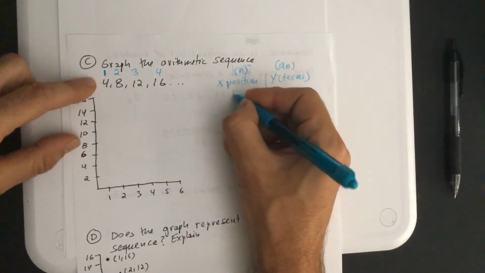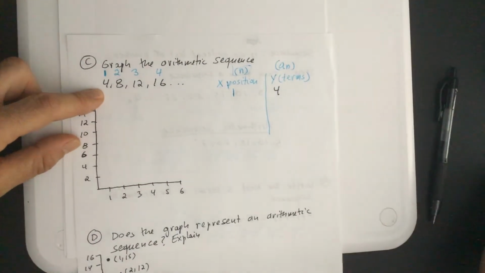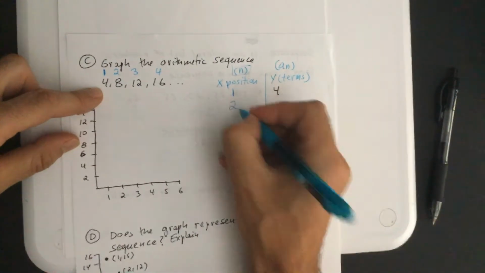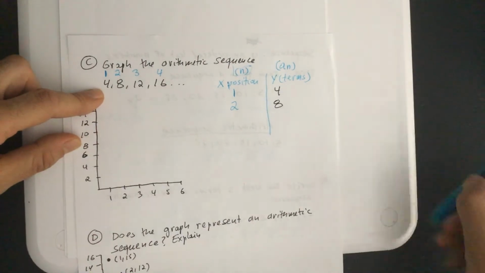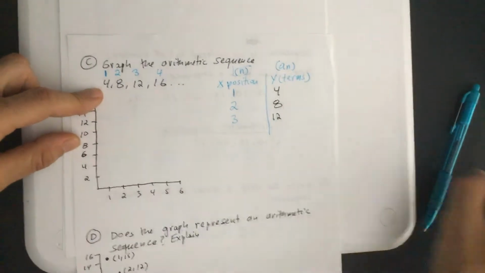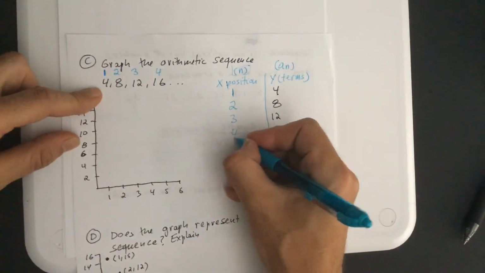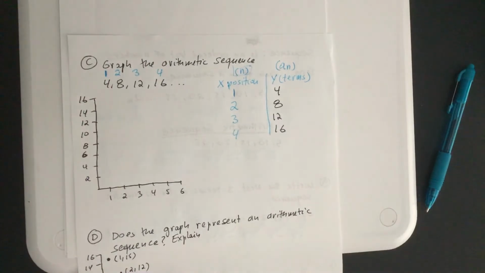So 1 is going to be 4. 2 is going to be 8. 3 is going to be 12. And 4 is going to be 16. And now I have my coordinates. Now I can graph it.